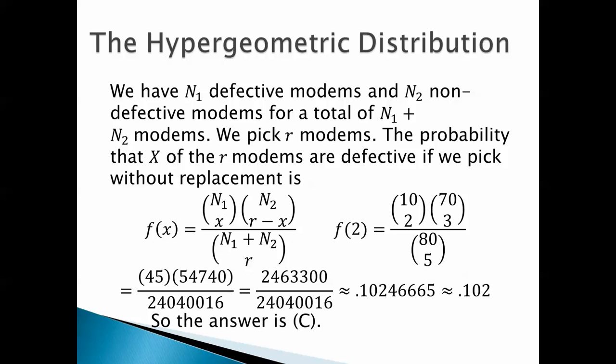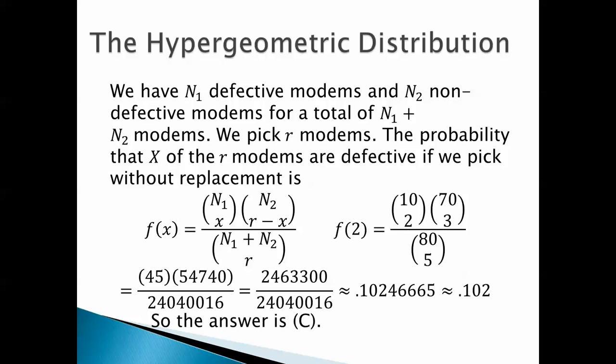Now in this particular case, X is 2. We want to know the probability that 2 of the modems are defective. N1, the number of defective modems, would be 10. N2, the number of non-defective modems, is 70. X is 2, which means R minus X, in other words 5 minus 2, is going to be 3. And N1 plus N2, the total number of modems, is 80. R, the number of modems we pick, is 5.